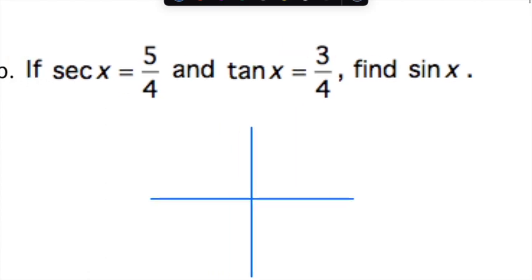If secant of x, by the way, is 5 over 4, that means cosine of x is what? 4 over 5. So you flip it, 4 over 5, right? Now, that's cosine and secant is positive, and then tangent is also positive. If you do the little all students take calculus trick to figure out which quadrants things are positive in, you should be able to narrow it down to one of the certain quadrants.